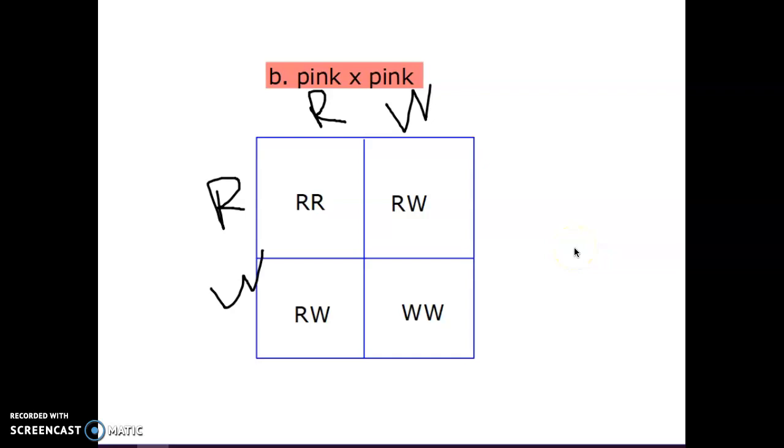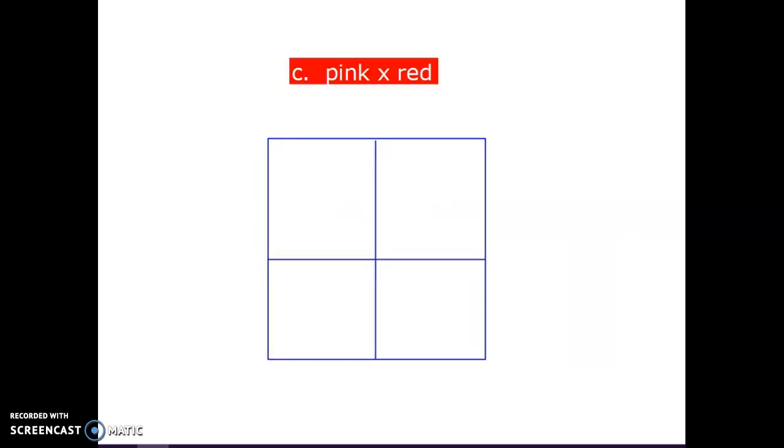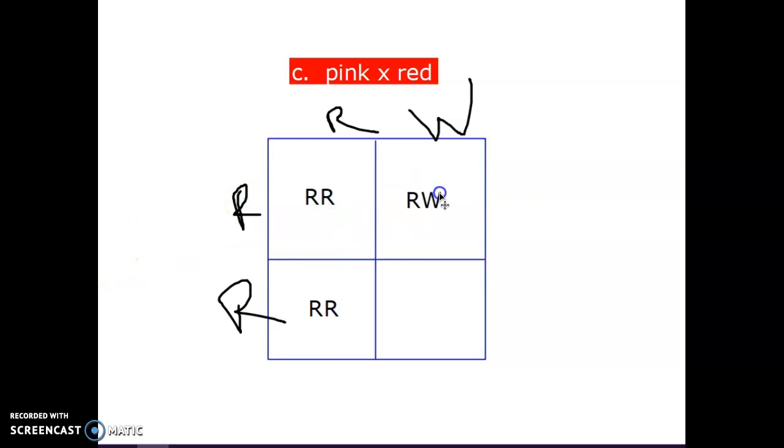This happens with a horse called a Palomino horse. If you don't know what they are, you should look them up. They are absolutely beautiful. All right, let's try one more, a pink times a red. Remember, pink was RW and red was RR. So when you do these crosses, you get RR, RR, RW, RW. So it's kind of like what you would expect, I would think. 50% of your offspring should be red, 50% of your offspring should be pink.